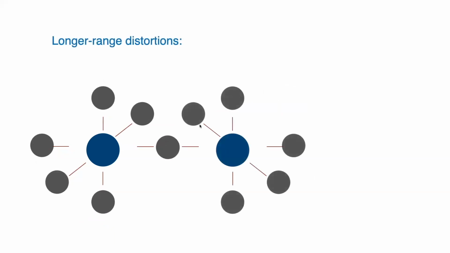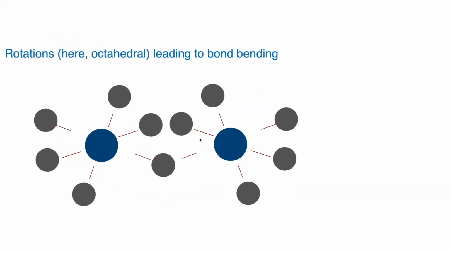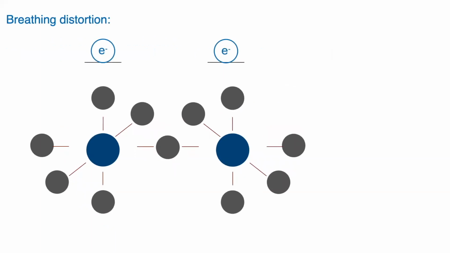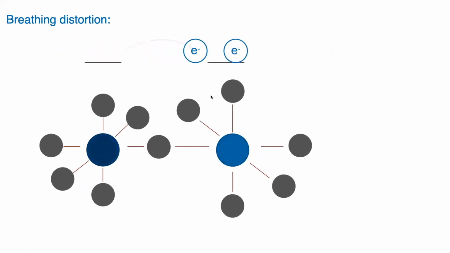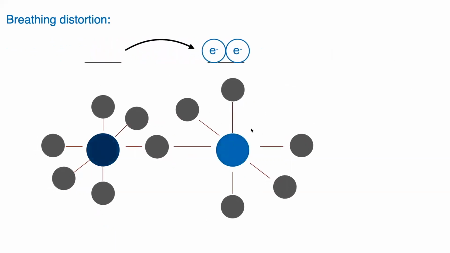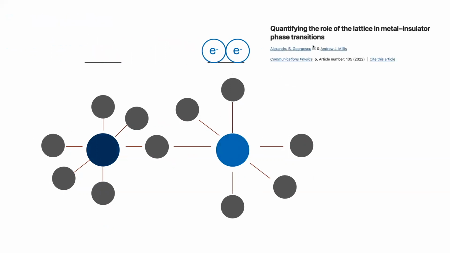There are also longer range distortions, such as octahedral rotations, for example, which lead to this bond bending. As a result, there is less electron hopping between the transition metal sites. Other distortions include breathing distortions. If you think of each of these sites having one electron, you can have something like an octahedron growing in size and the other one shrinking, and the electrons moving to accommodate this behavior. And of course, there's a complicated interplay of electronic and lattice physics here. And again, this is work where I believe we clarified this.